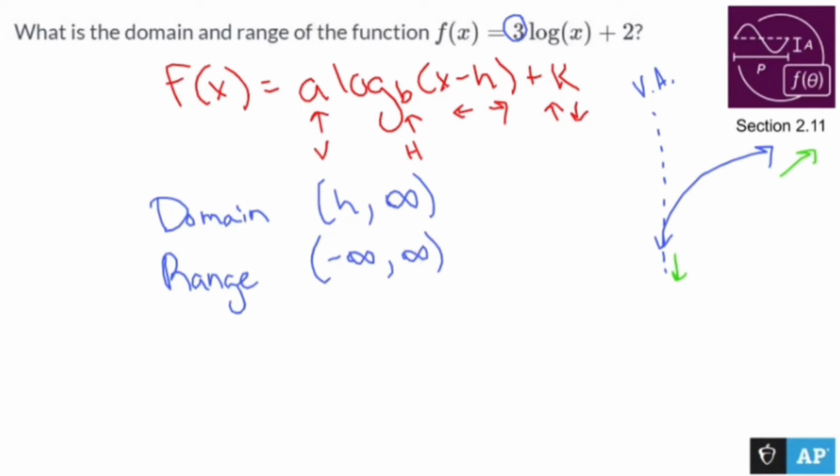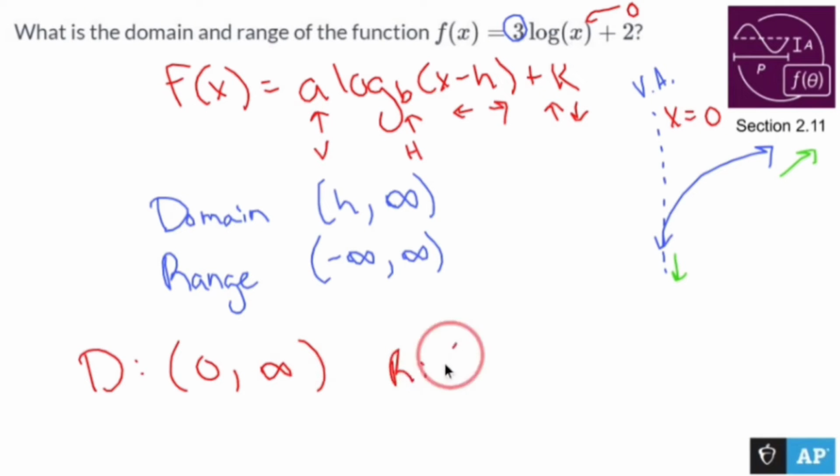So what do I have here? Well, since there's no number included with x in this case, I have an invisible 0, which tells me I have a vertical asymptote at x equals 0, or h happens to be 0. So my domain for this problem is 0, but not including 0. You're not allowed to plug in 0 because you're not allowed to take the log of a 0. It's against the rules. To infinity. My range is going to be negative infinity to infinity.